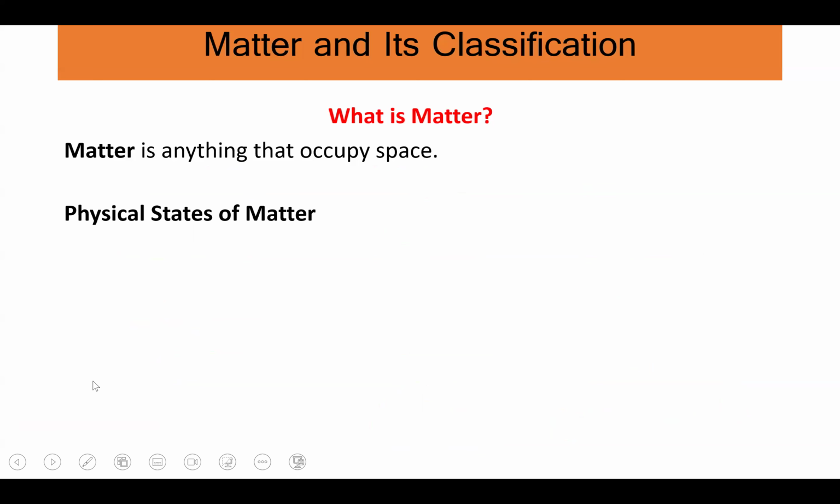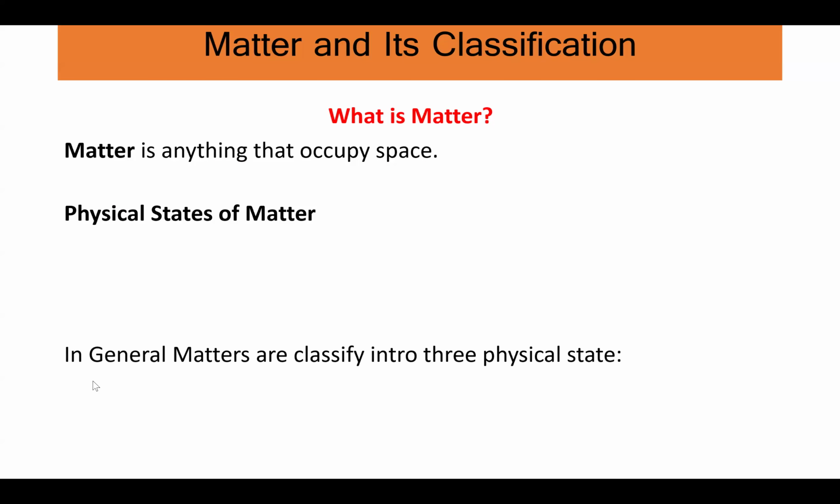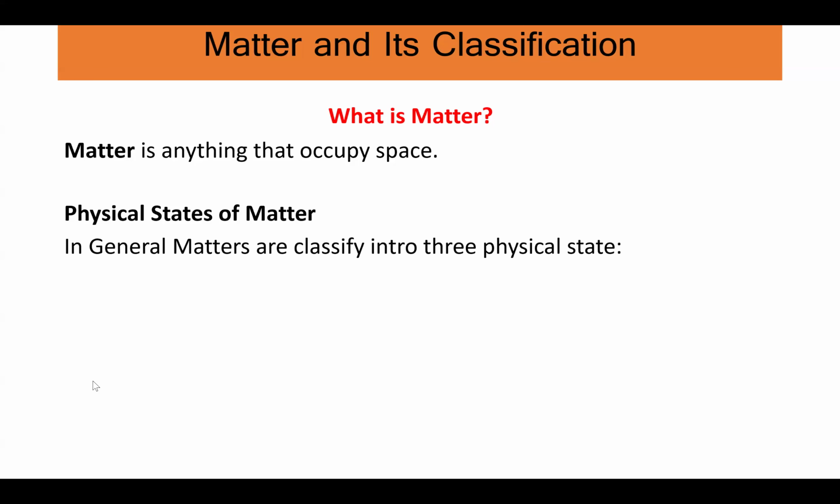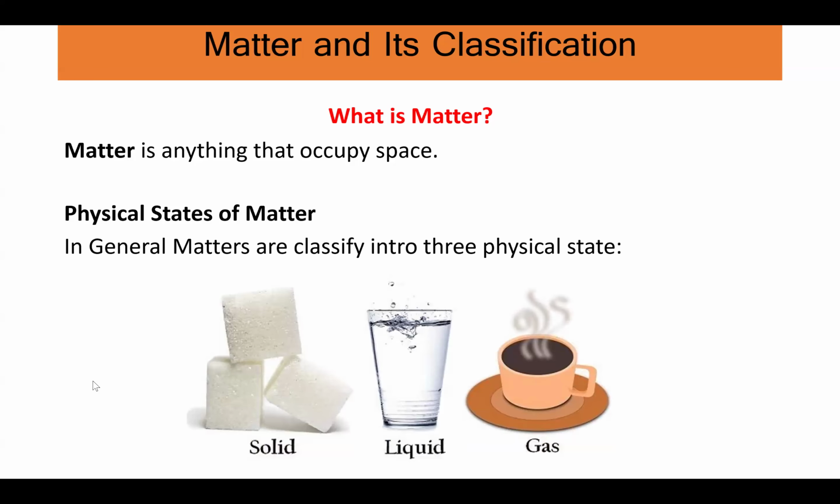Matter is very complicated, there is so much of it. We need some way of classifying matter. Before you study it, you need to classify matter. The first classification is the physical state of matter. Matter is generally classified into three physical states.